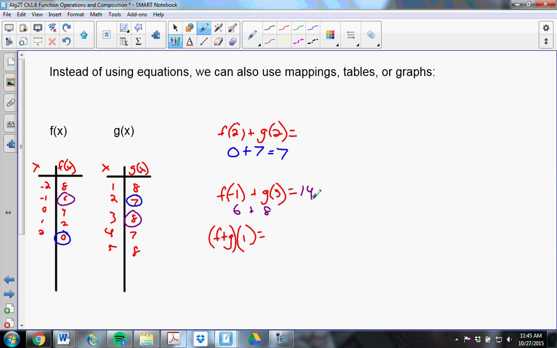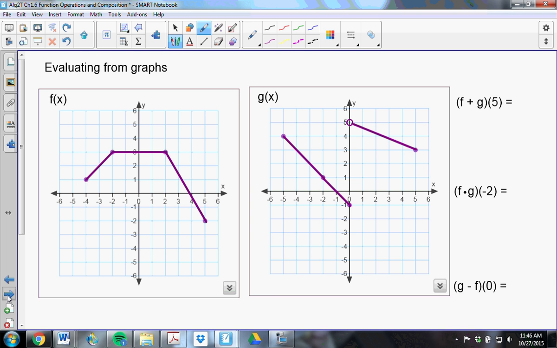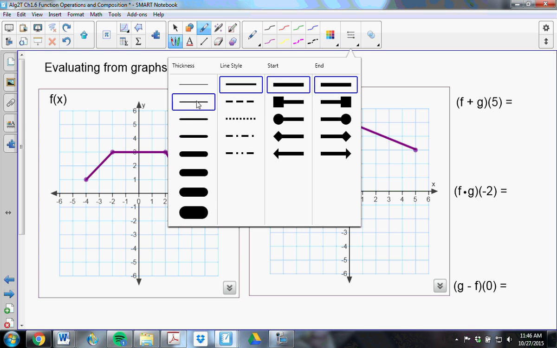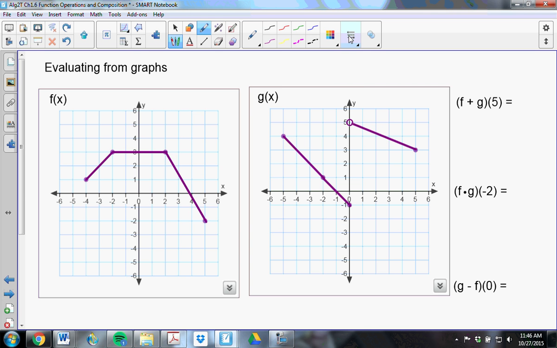And here I'm doing f plus g of 1, which is the same as f of 1 plus g of 1. We know that f of 1 is 2. We know that g of 1 is 8. And 2 plus 8 is 10. Good. What can be a bit more confusing for students is doing it from a graph. This is actually a fairly typical SAT, ACT type problem, although they often do it without numbers, frankly, and with letters, and we'll talk about that in class at some point.